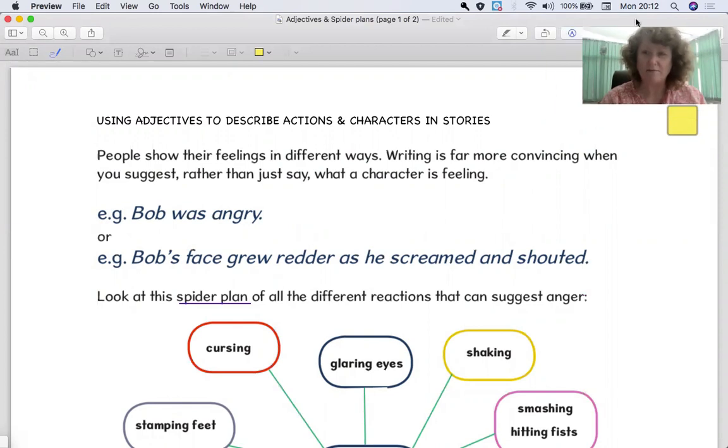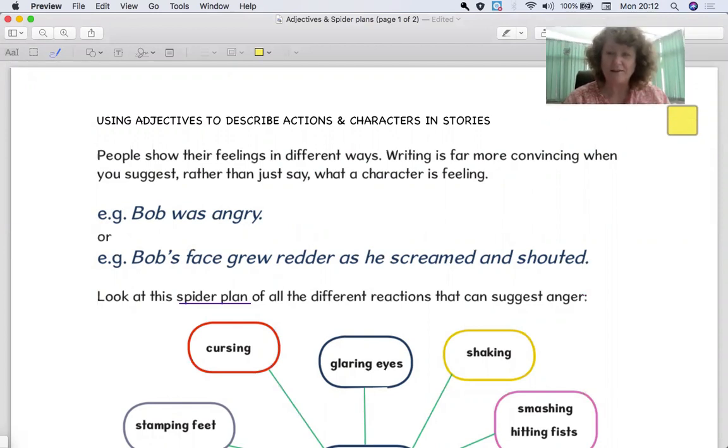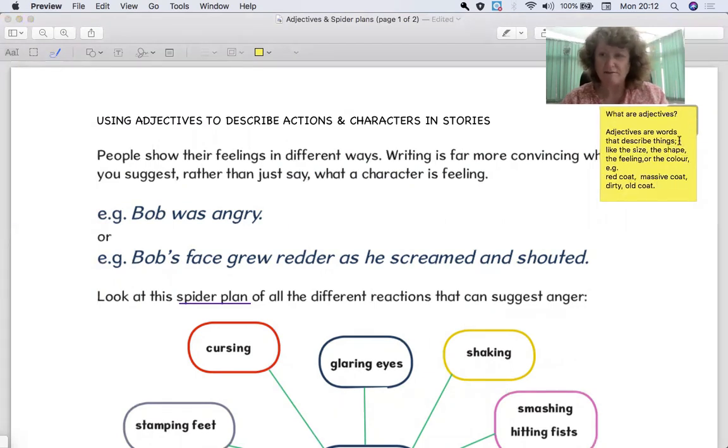I'm just going to make my face a little bit smaller for you there. There you go. So people can show their feelings in lots of different ways. And writing is far more convincing when you suggest things and you don't just say what a character is feeling. First of all, let's take a quick look at what adjectives are.